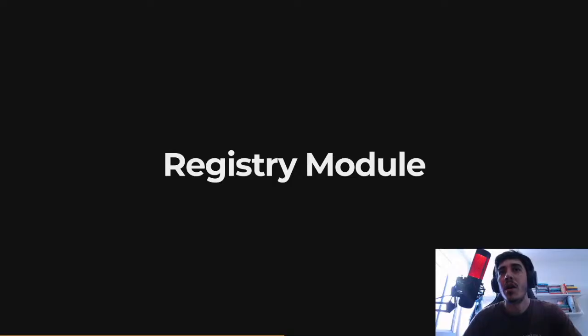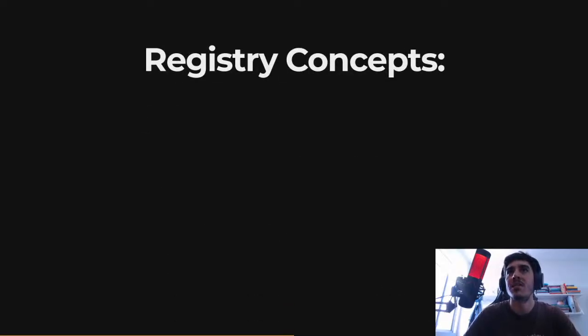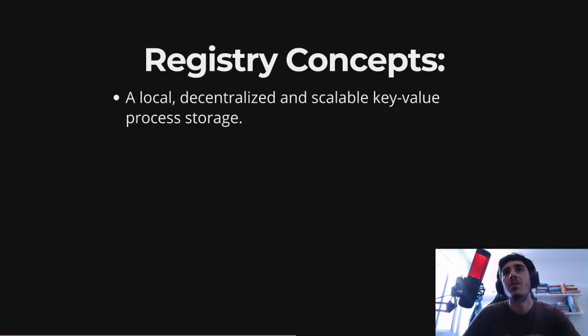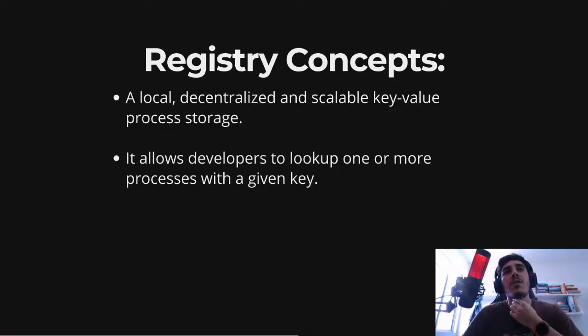Developers joined Elixir after version 1.4, and this is the concept of Registry. It's a local, decentralized, and scalable key-pair process storage. It allows us to look up one or more processes given only the key.